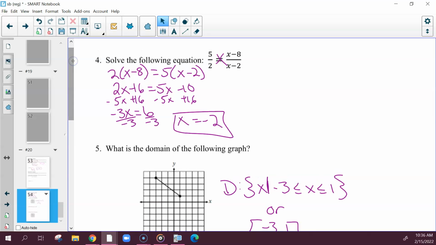For number 4, we had proportions, so we need to cross multiply, distribute, and start moving terms. It doesn't have to be exactly what I did, but move one term to the other side and then the opposite to the other side. Divide, and you should get x equals -2. Questions on that one?